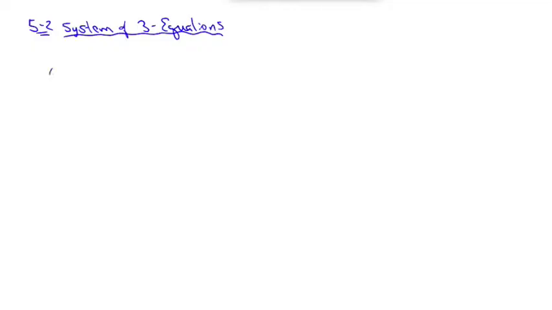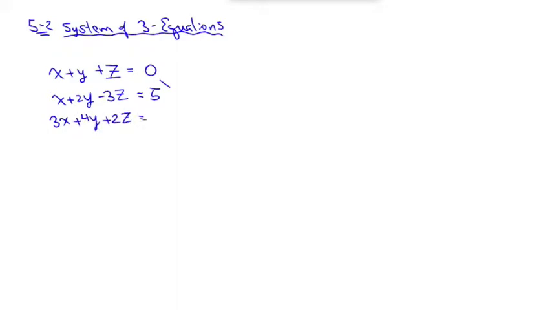Here's a horrible one. x plus y plus z equals 0. x plus 2y minus 3z equals 5. And 3x plus 4y plus 2z is equal to -1.